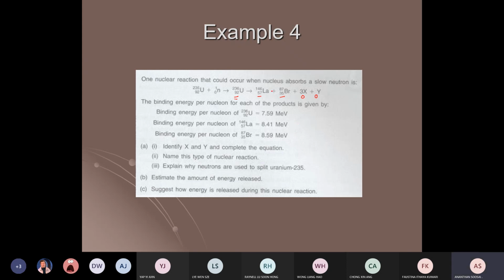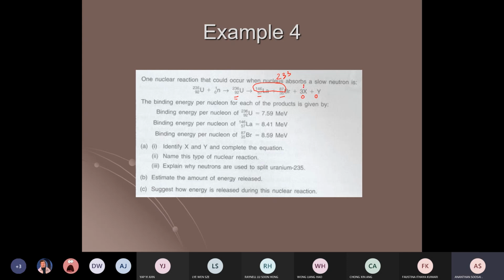Go to the nucleon number. Nucleon number 146 plus 87. Is it the same as 236? Check how much. 146 plus 87, what do you get? You got 233. So these two add up; the nucleon number is found to be 233. You need 236, so because of the 3 here, on top it should be 1.